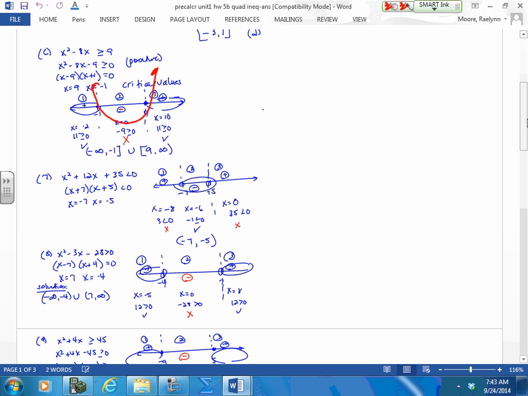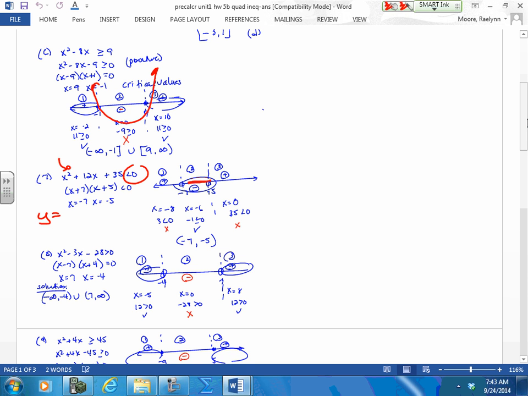Factor, set them equal to 0. If not, put this in your y equals, and look at your table. Test each part: to the left, to the middle, to the right. Okay, test where it's positive and negative. In this case, you wanted your negatives, and these were open circles. So you wanted this piece right in here.